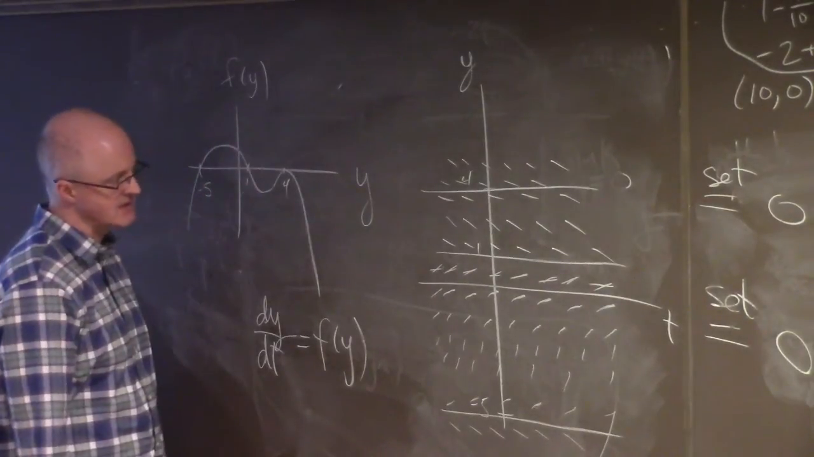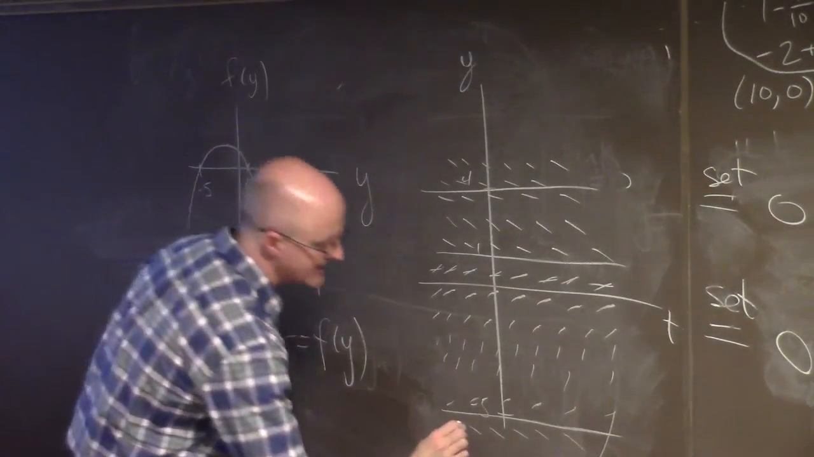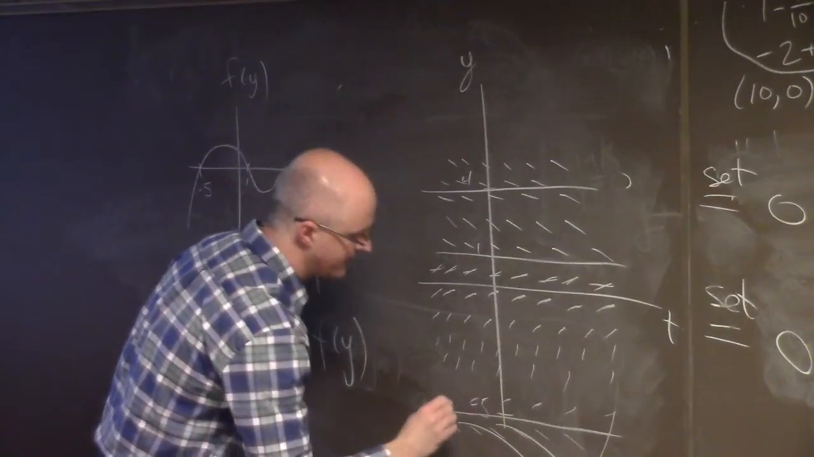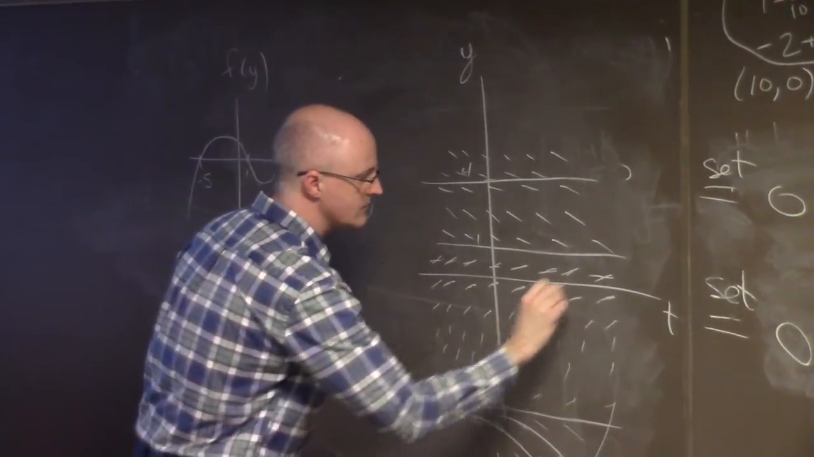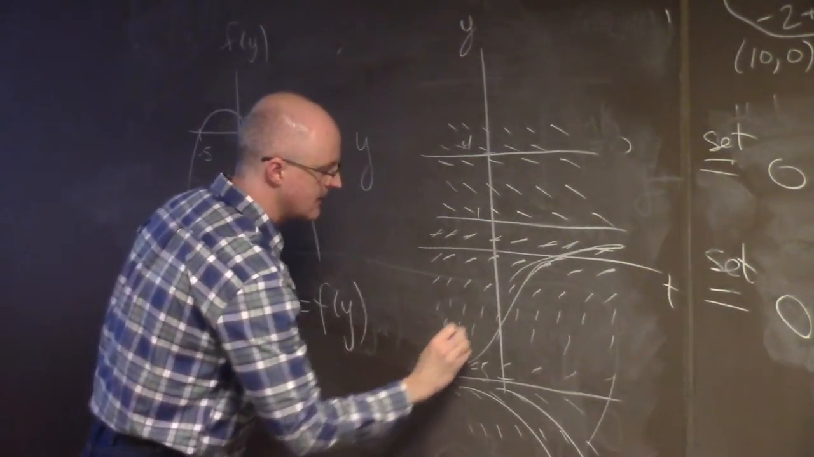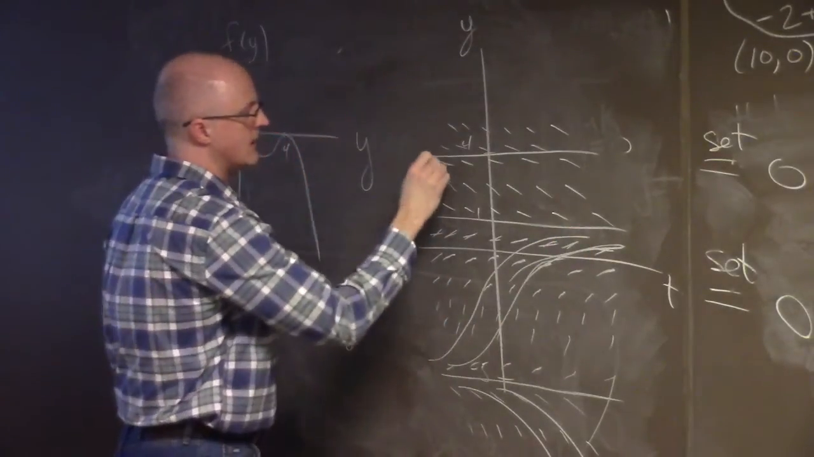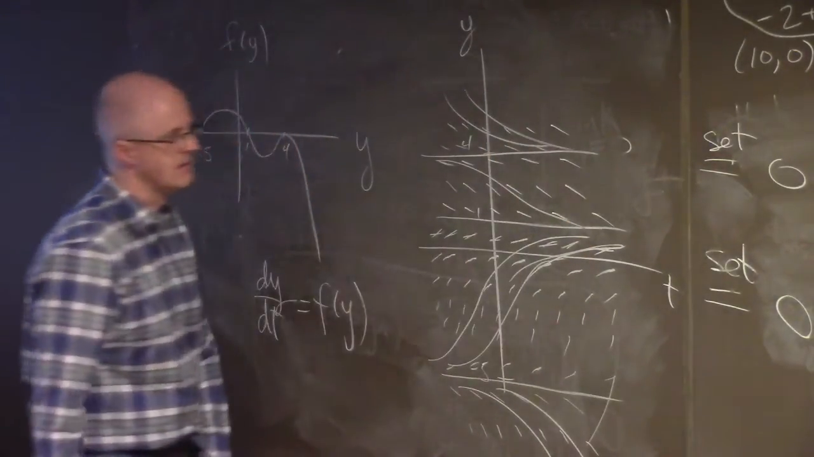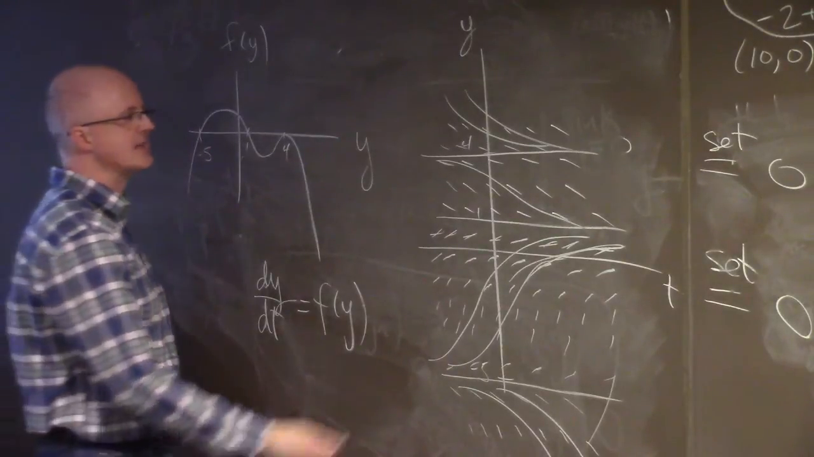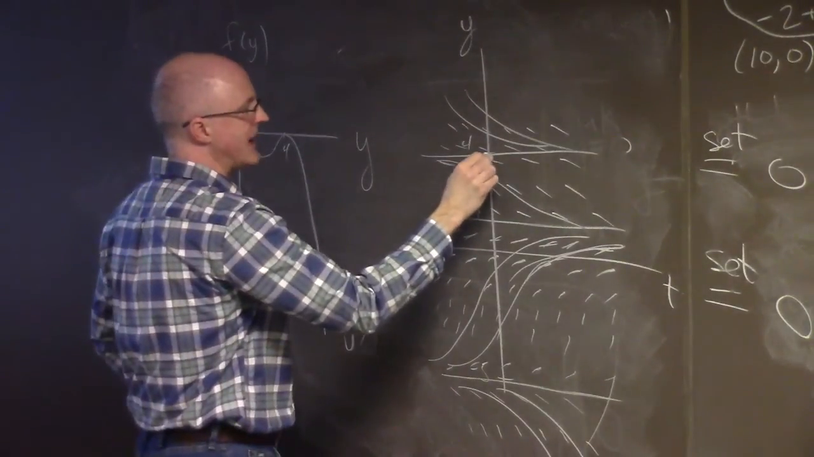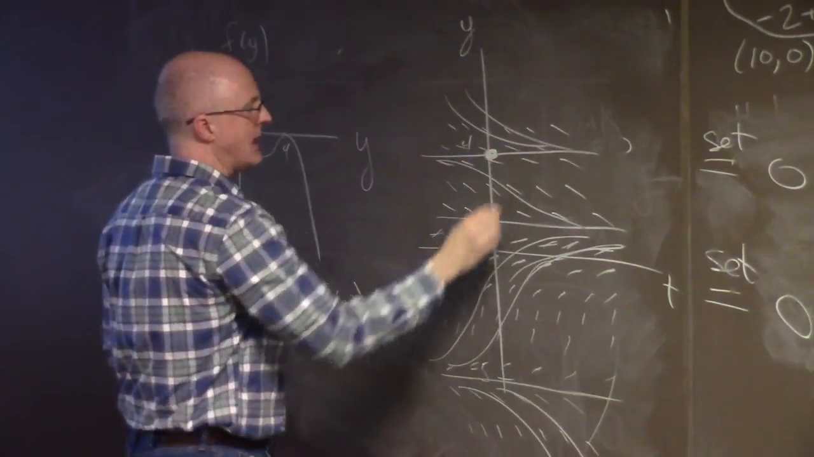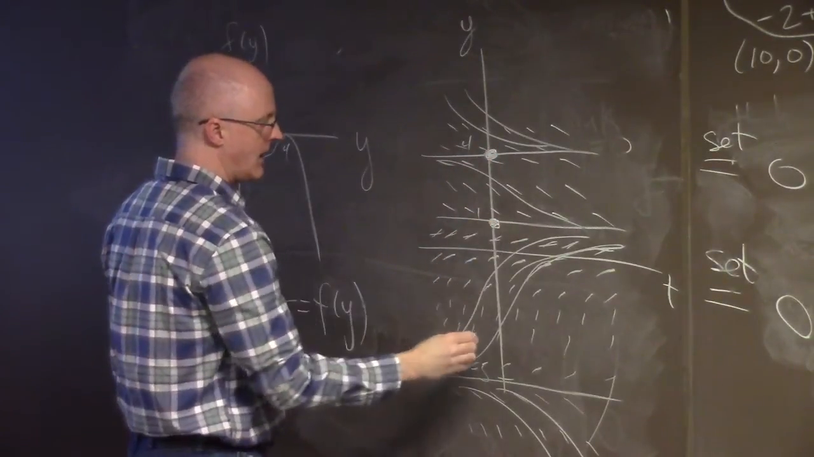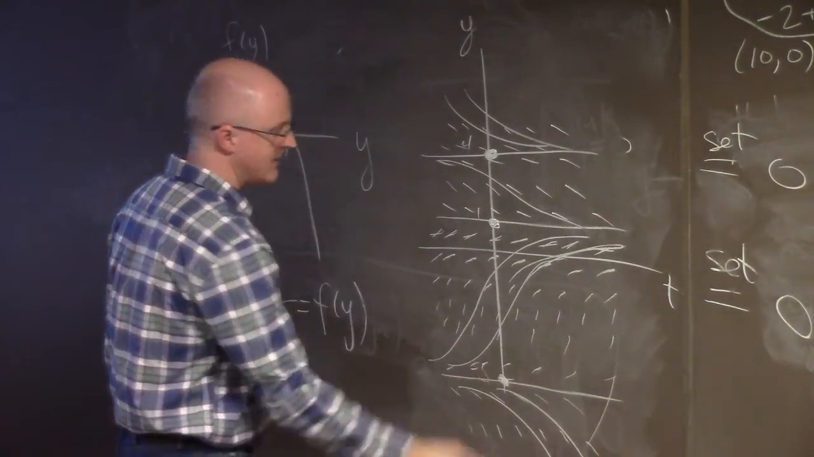A quick sketch of the slope field is like this. A quick sketch of some solution curves. It'll look like this. And on the phase line, if you think of this y-axis as being the phase line, you've got 3 equilibrium points at 4, 1, and -5.